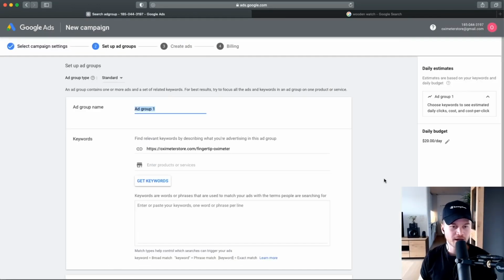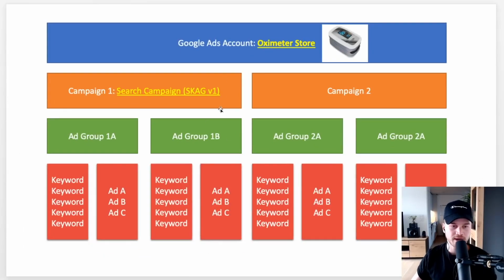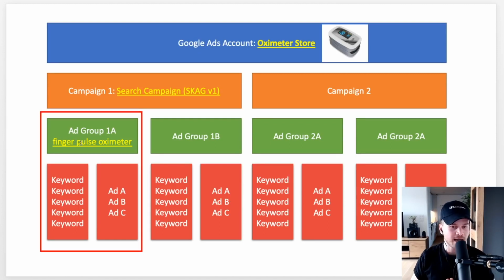Okay, so we have now just finished setting up our campaign settings, and now we are one layer deeper, which is ad groups. So when we go back to our overview right here, we see that we have just set up our search campaign, single keyword ad groups version 1, and inside of that campaign we will set up our first ad group. So here is where we're going to use a strategy that will make sure we get the lowest cost per click and the best conversions.